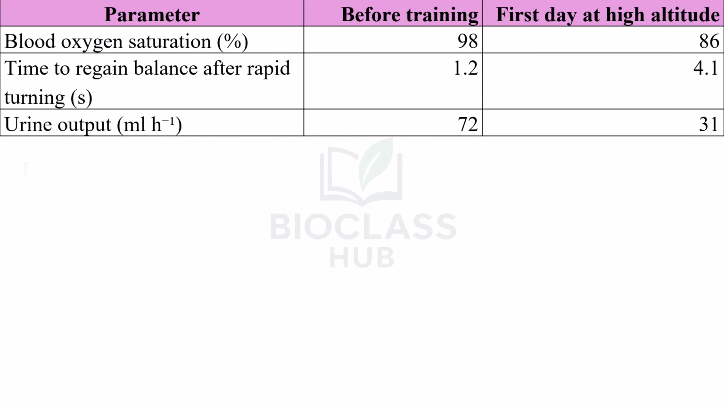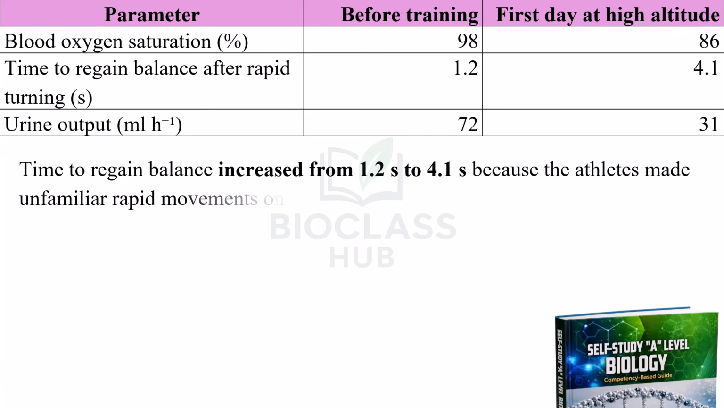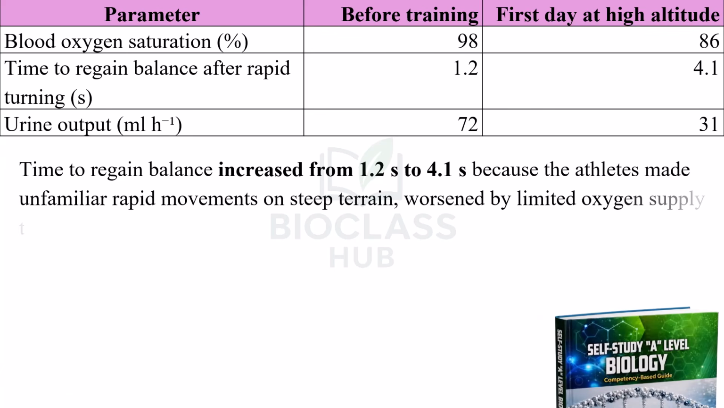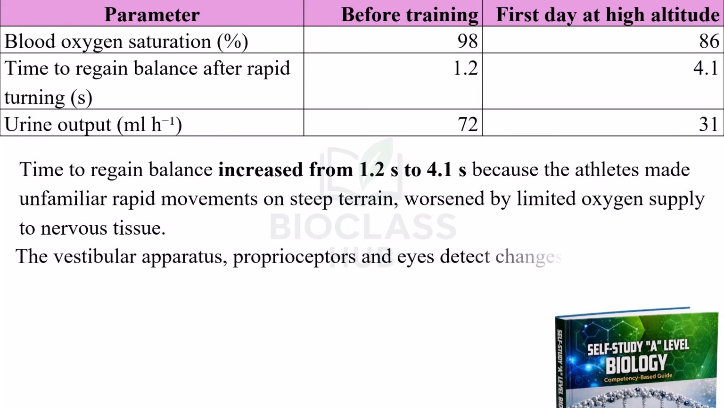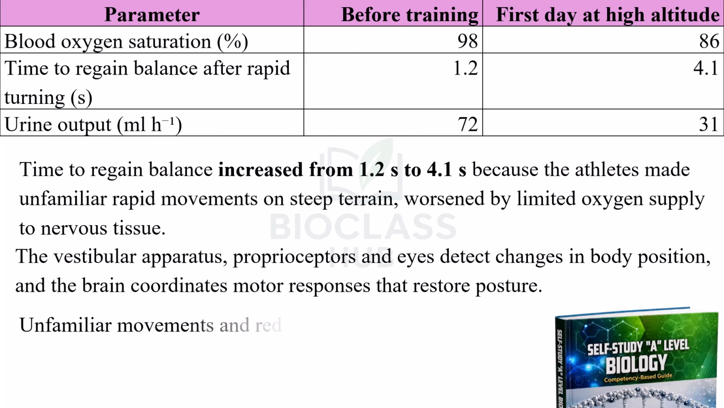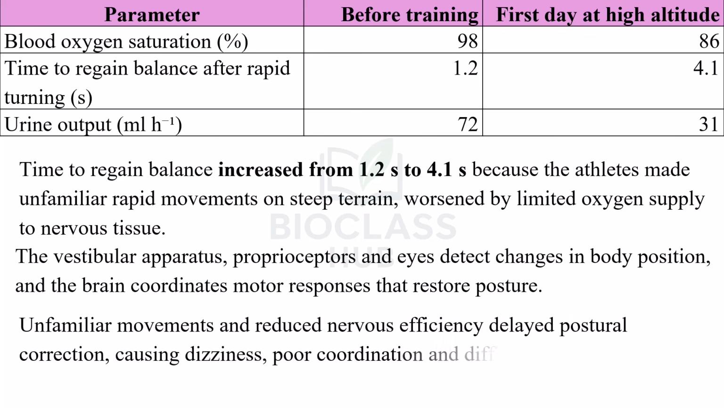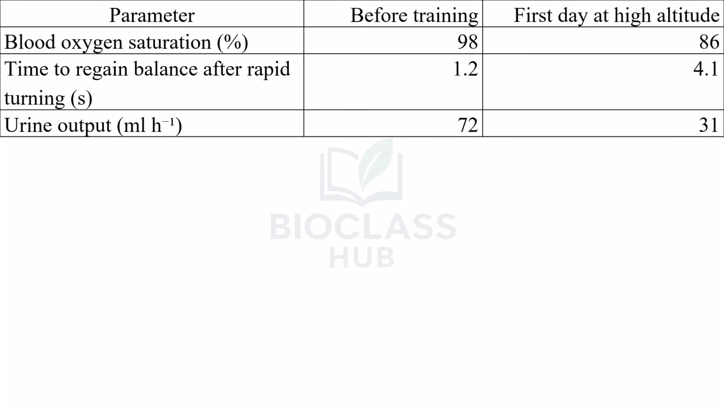Next concept is about balance. Time to regain balance increased from 1.2 seconds to 4.1 seconds because the athletes made unfamiliar, rapid movements on steep terrain, worsened by limited oxygen supply to nervous tissue. The vestibular apparatus, proprioceptors, and eyes detect changes in body position, and the brain coordinates motor responses that restore posture. Unfamiliar movements and reduced nervous efficiency delayed postural correction, causing dizziness, poor coordination, and difficulty moving accurately on the steep ground.